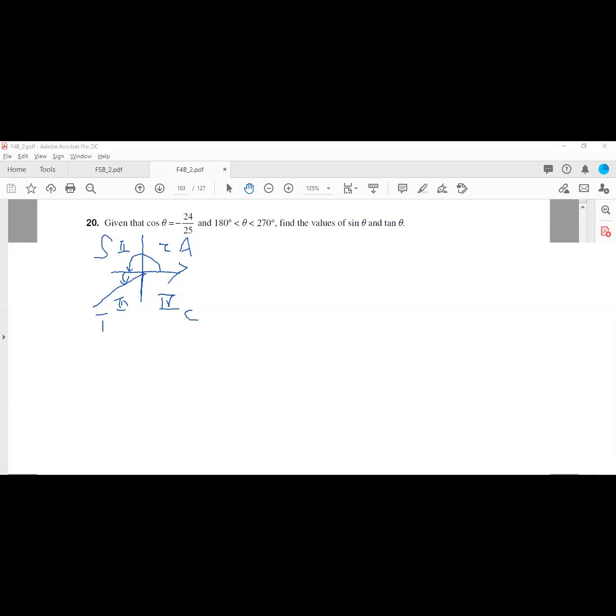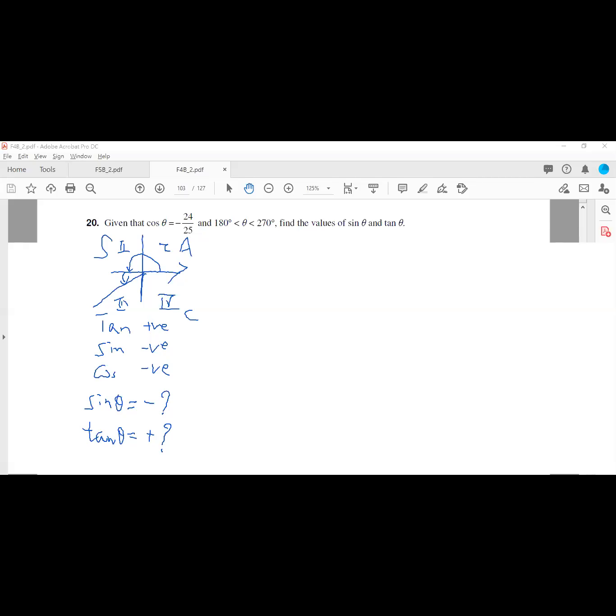T stands for tangent positive. Only tangent is positive, which means that sine is negative and cosine is negative. The question asks us to find sine theta. We know that sine theta is a negative number, but negative what? We will find. The question also asks us to find tangent theta, and we know that tangent is positive, but positive what? We will find.